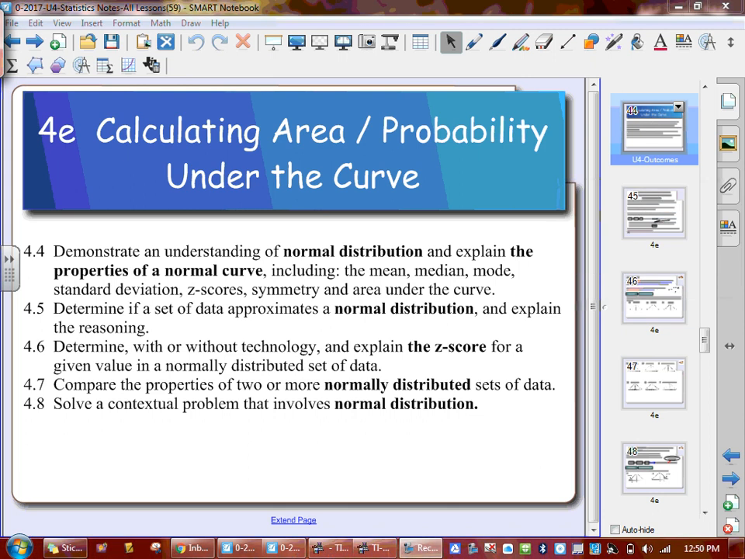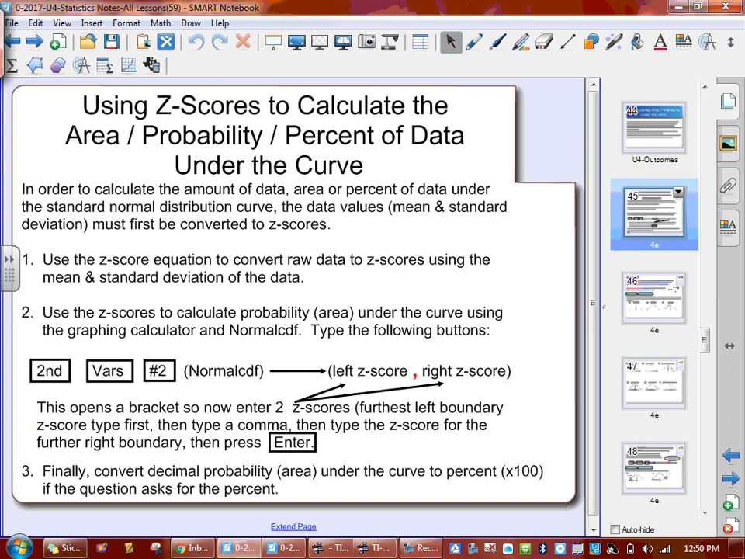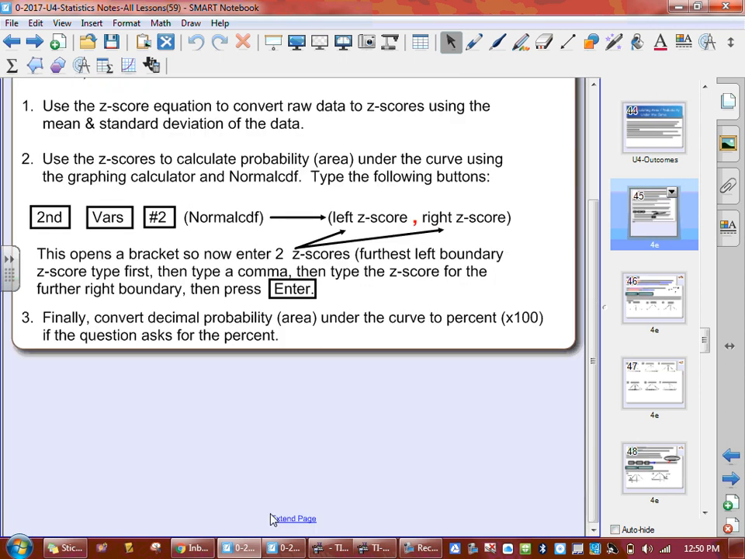Welcome to lesson 4EE, calculating area or probability under the curve. Here are your calculator rules and what you're going to do. Since we know the z-score number on the number line, we're now going to calculate how much area is being represented. These are rules for you to read when I'm not there.